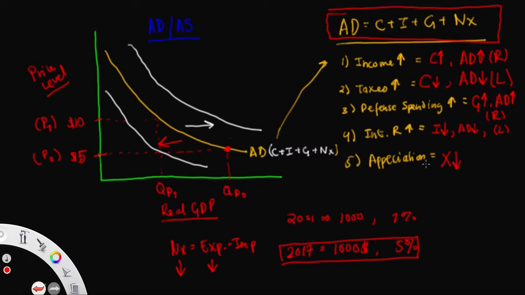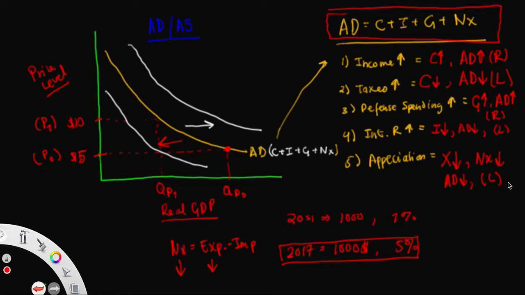So our exports will decrease, and if our exports decrease, then our net exports will decrease, because net exports is exports minus imports. If exports are decreasing, our net exports as a whole will decrease, and if our net exports decrease, our aggregate demand will decrease, and if our aggregate demand decreases, then we will shift our aggregate demand curve to the left.